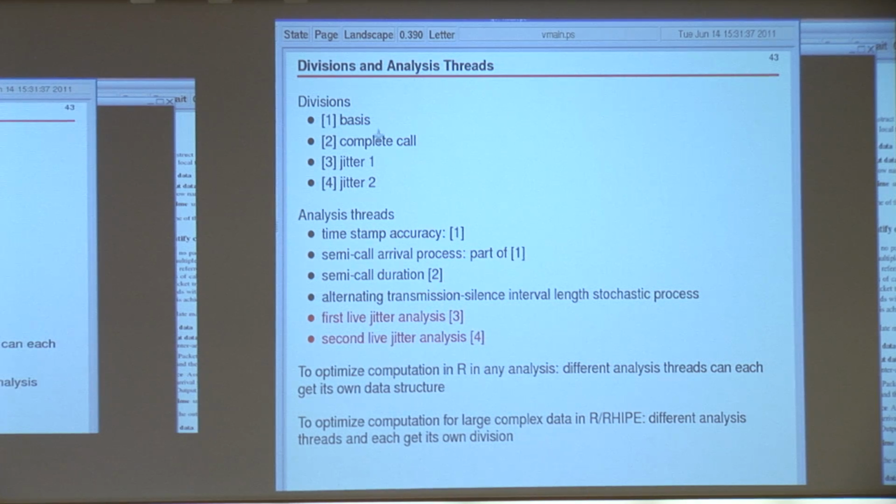So the basis division was used for timestamp accuracy and the semicall arrival process. Here we actually just said, okay, ignore the short calls and live with that division. Semicall duration, because we were able to get a between subset variable that's modeled, so we're not even back at the division level anyway. Semicall duration came from 2, the complete calls. Oh, I forgot to put this down. That came from 2 also. And the live jitter analysis came from jitter division 1, and the second live jitter analysis came from 4.